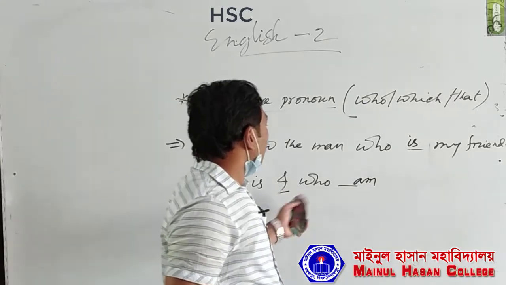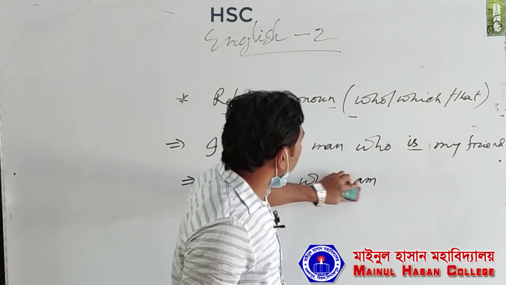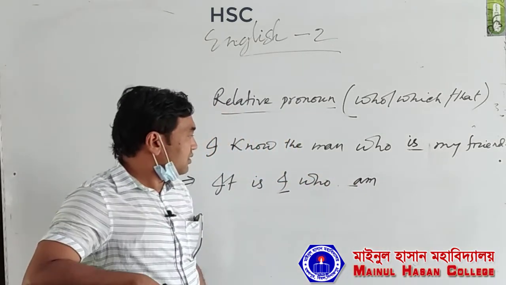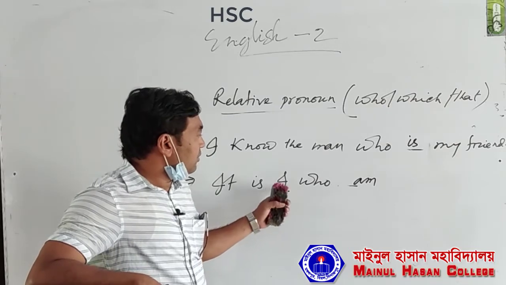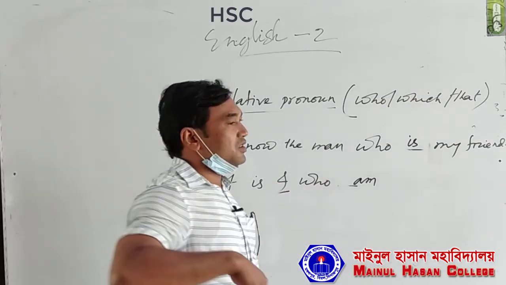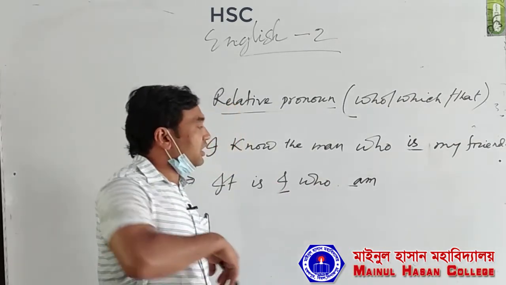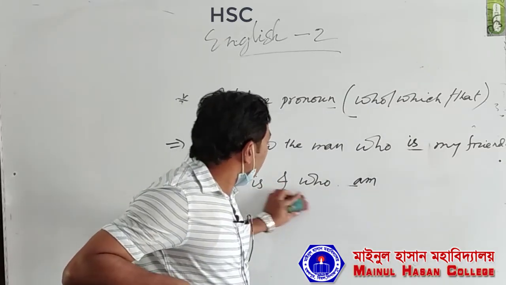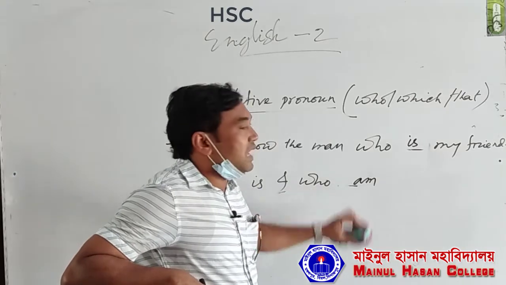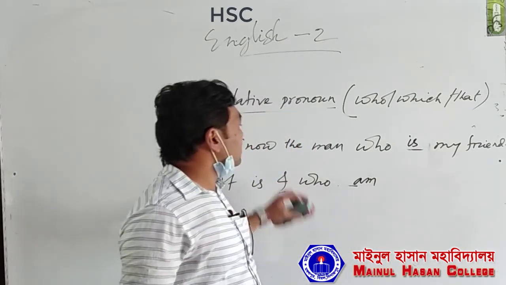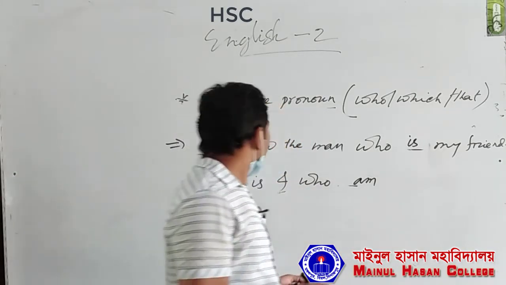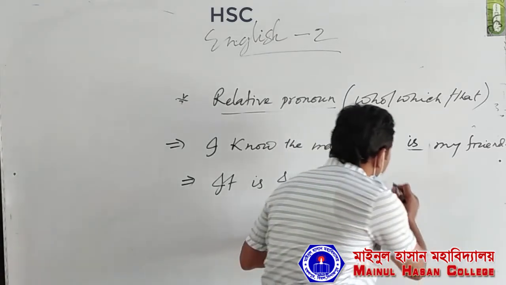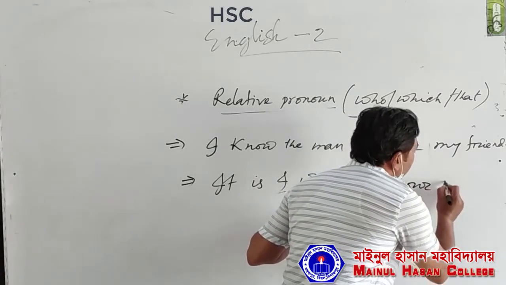So many times the students make a mistake. After I, they use here is. This is not correct. The correction is after I, you have to use am, according to this pronoun. It is I who am your classmate, yearmate, or friend.